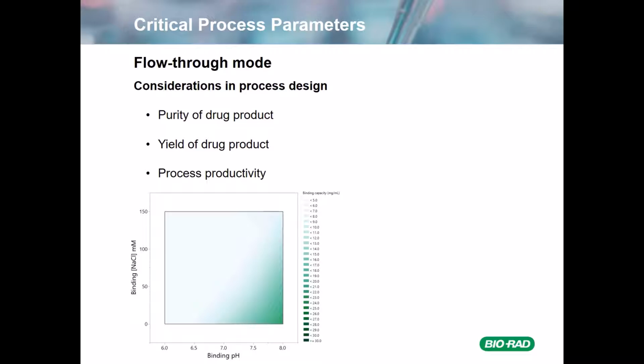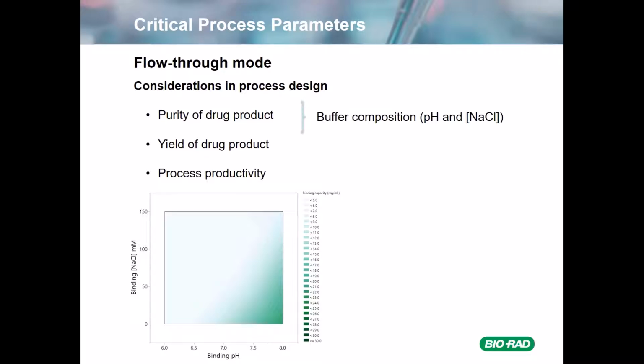Now I'm going to discuss some of the critical process parameters that were chosen for this study. As I mentioned in the slide previously, due to the pI of the target molecule being 9, we're going to be operating in a flow-through mode. Some of the considerations in the process design will be the purity of the drug, the yield of the drug product, as well as the process productivity.